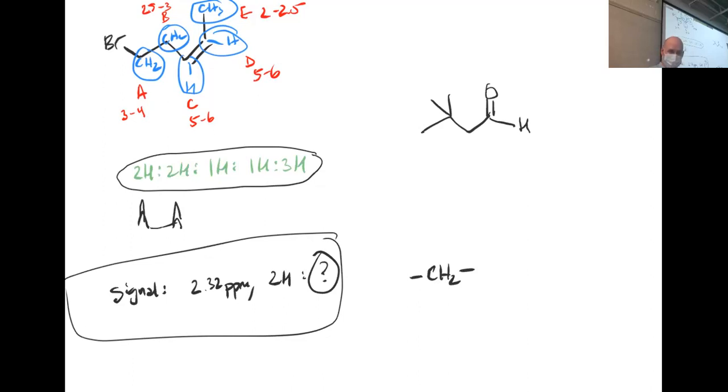Right? If you are at 2.32 ppm, what does that mean that you could be next to? Integral tells you what you are. Chemical shift tells you what you're near or next to. So we've seen a bunch of things already today that were in this 2 to 2.5 region. So what makes a signal show up between 2 and 2.5?